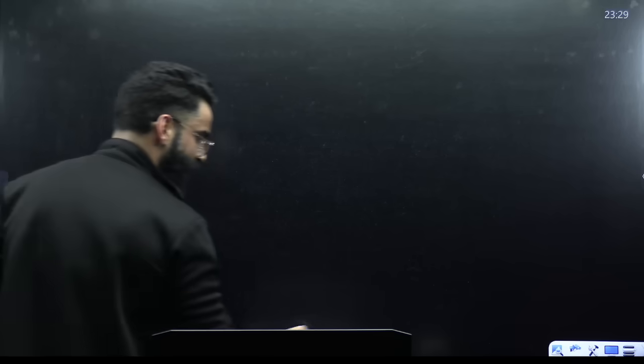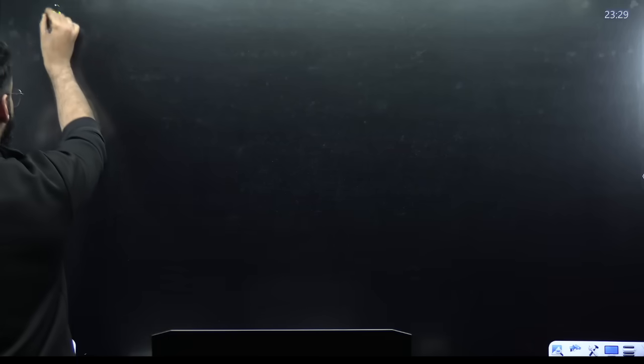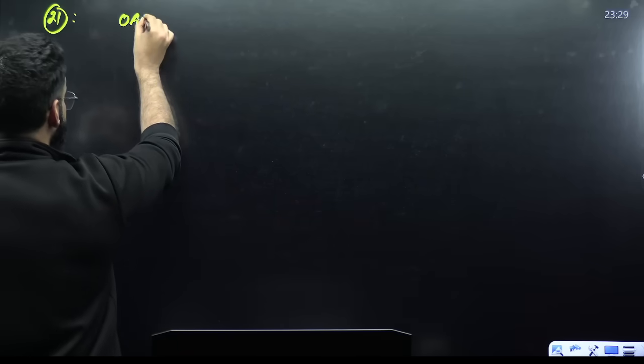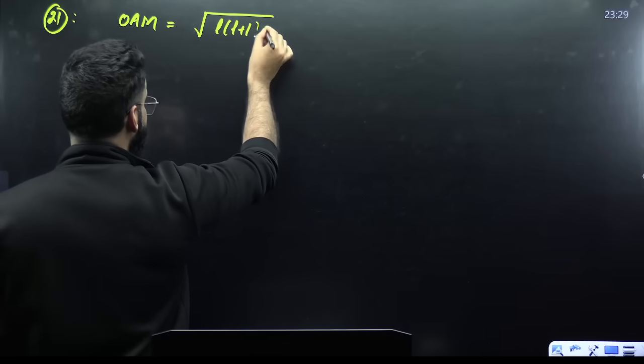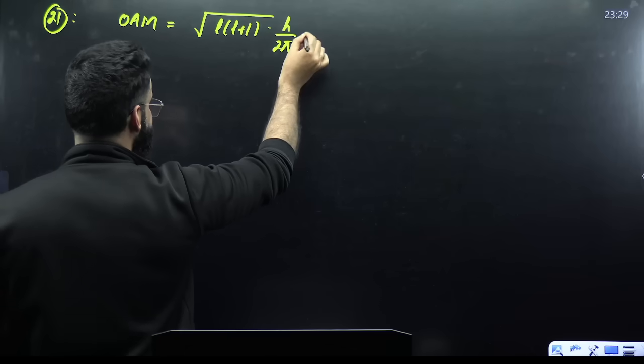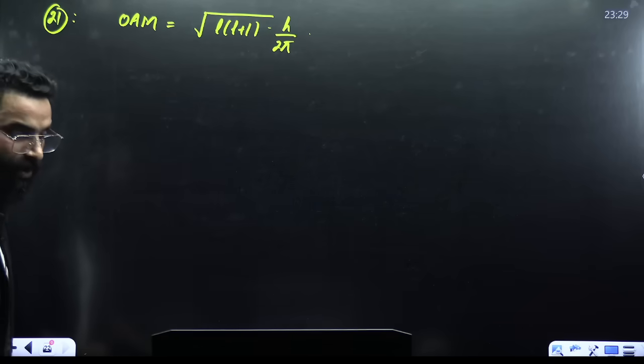My dear students, one more concept which I'll be discussing here. What is that? That is orbital angular momentum. How do we calculate orbital angular momentum? That's under root of L into L plus 1 multiplied by h upon 2 pi. This is a direct formula by means of which you calculate orbital angular momentum.